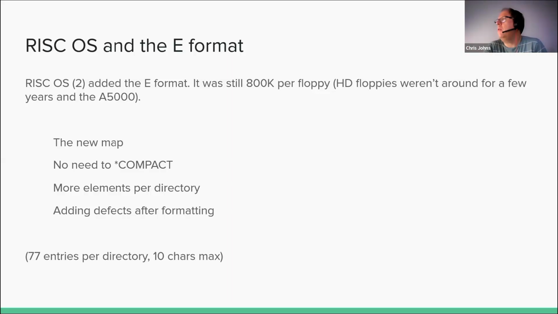Compared to the BBC era stuff, you have more elements per directory. There's still 10 characters, and you could add defects after formatting. I believe previously you had to kind of put them in. Adding a defect changed the rest of the addresses, so it's quite hard to add a defect after the event. 77 entries per directory, 10 characters maximum.